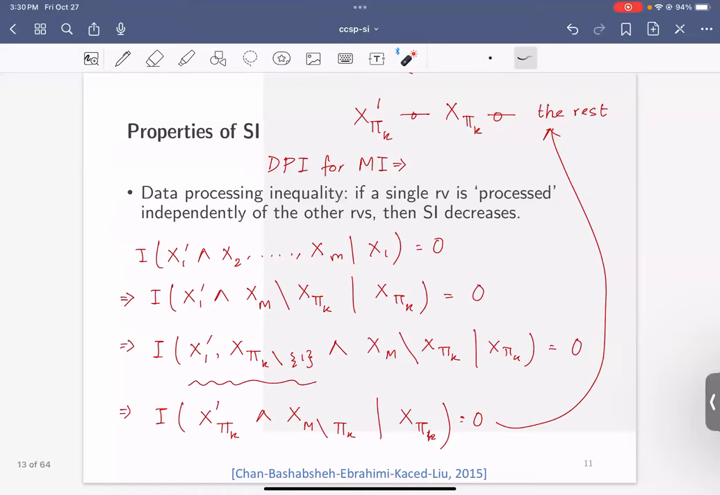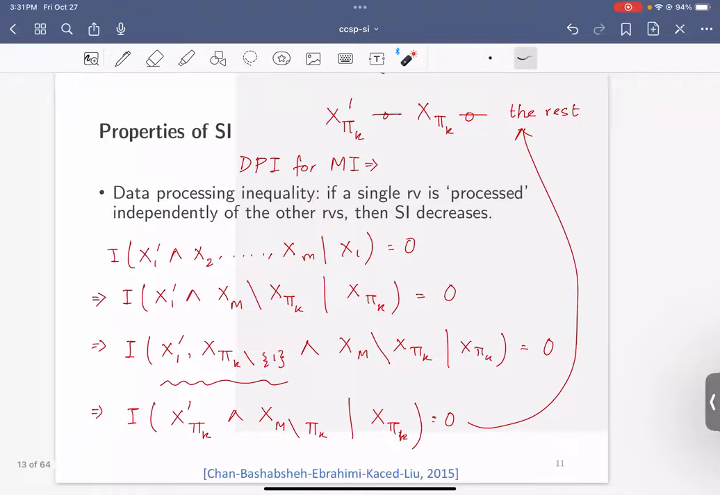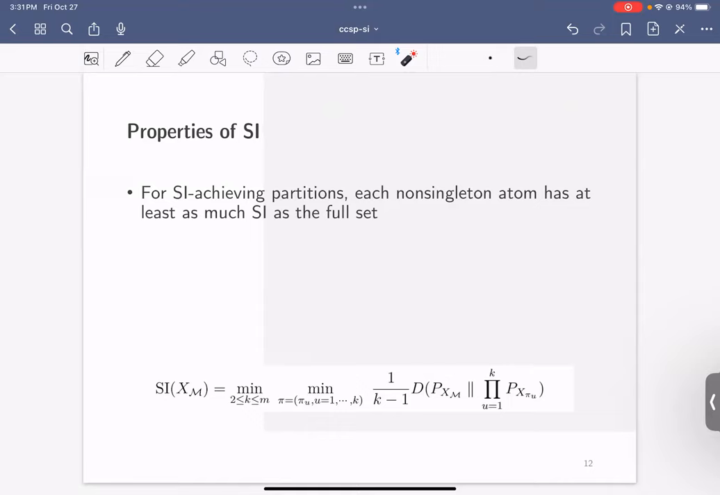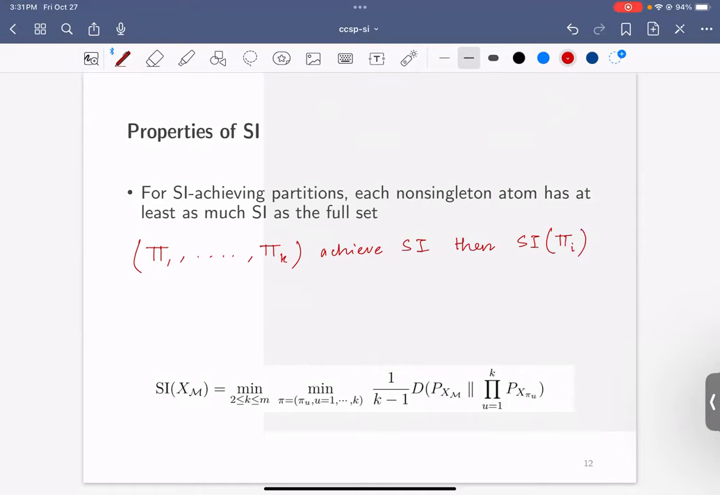So that's one property. Another property is slightly more, even more interesting. So if I have an SI achieving partition, each non-singleton atom has at least as much SI as the full set of variables. What that means is, again, if pi 1 up to pi k achieve SI, then SI of x pi i will be greater than or equal to SI of XM. Now, let me skip the proof of this statement. So this statement is not hard to show.